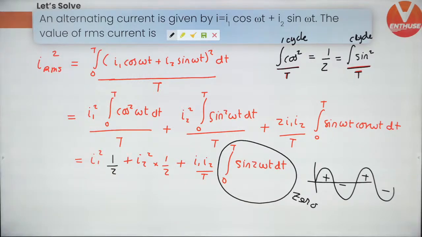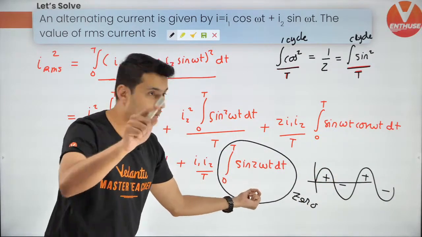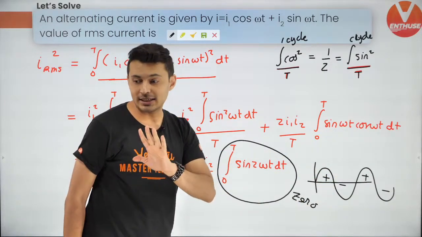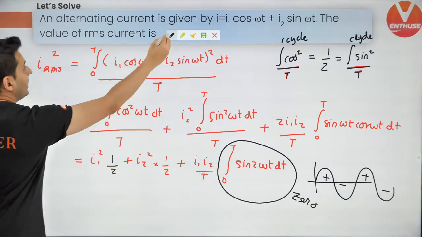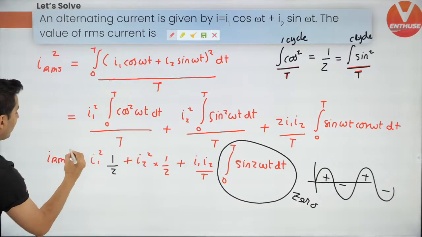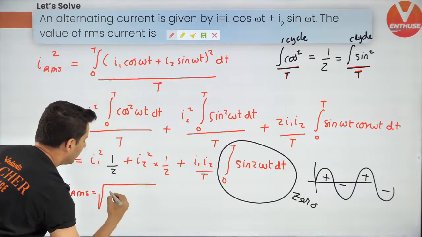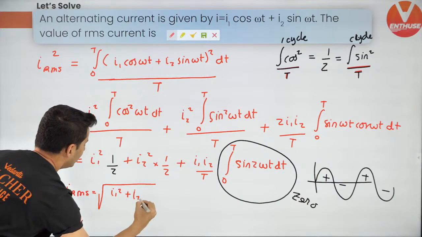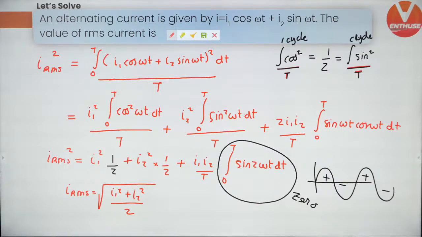I hope this is clear. Yes, is that clear, guys? The total area will be 0. That's the trickiest part over here. So you don't have to worry about that integration. That just goes away, and you just have these two terms out here, and that is equal to the IRMS square. So therefore, what is IRMS then? It will be the root of I1 square plus I2 square divided by 2. That's the answer. Correct? So it looks difficult, but it is not.